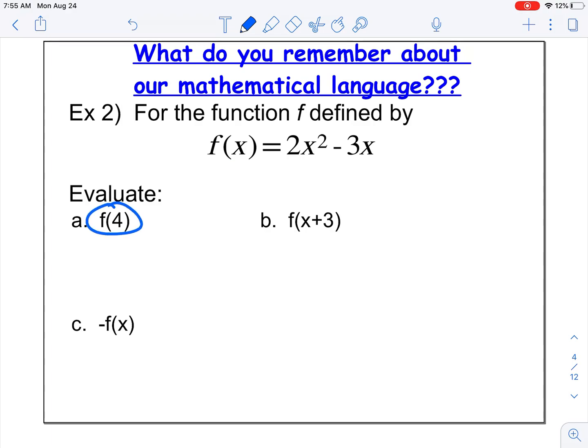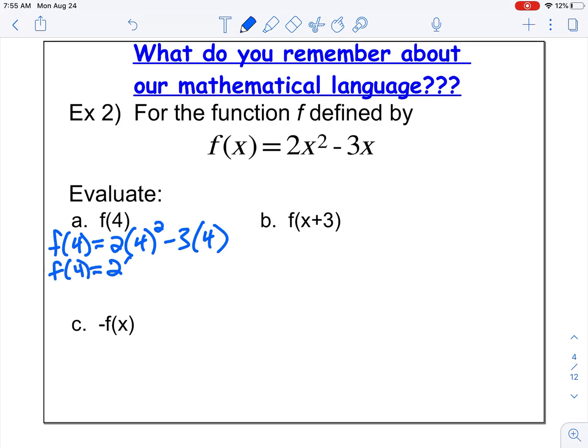So when we get down here and see f of 4, what that wants us to do is go to the function called f and plug in a 4 everywhere we see an x. So f of 4 is going to look like 2 times 4 squared minus 3 times 4. I just replaced these two x's with 4's. From there, you clean it up as far as you can. So combine like terms, follow your order of operations. I have to square first, so I get 16 minus 12. So f of 4, 2 times 16 is 32, minus 12 is 20. So f of 4 is 20.